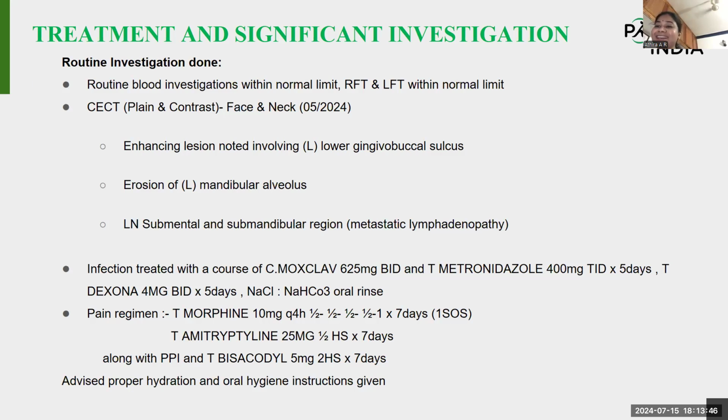Actually, this SOS is a typing mistake. It is only half, and then a single dose at night. Along with that, he is asked to continue the amitriptyline 25 mg half HS dose, and also prescribed omeprazole and domperidone. He was also given a prescription of tab bisacodyl 5 mg 2 HS as prophylaxis for constipation, and advised to increase the frequency of water intake, and oral hygiene instructions were given.